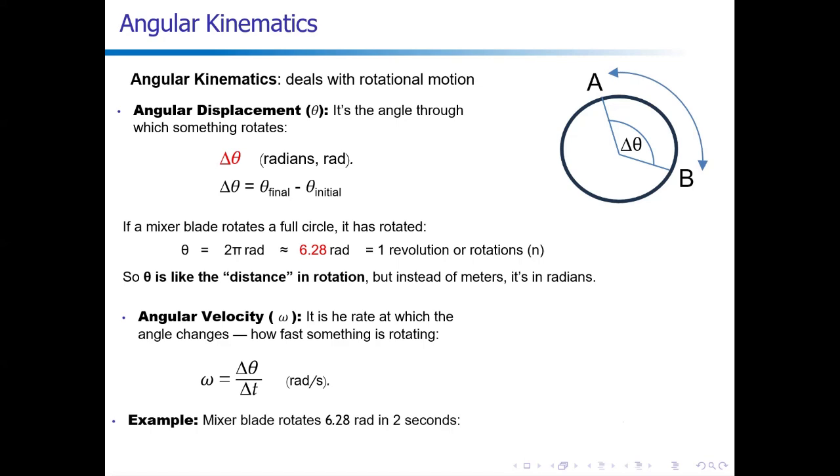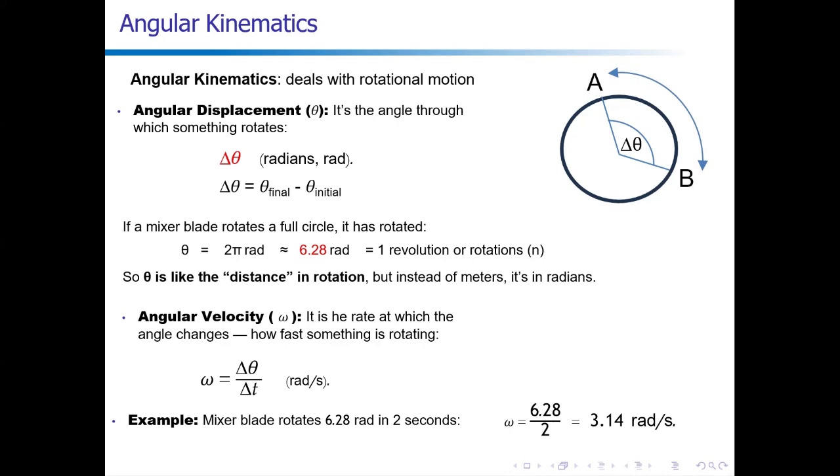Let's say a mixer blade rotates 6.28 radians in 2 seconds. That's 1 full circle. Using this equation, we can determine the angular velocity is 6.28 divided by 2, which is equal to 3.14 radians per second. So the mixer spins at 3.14 radians per second.